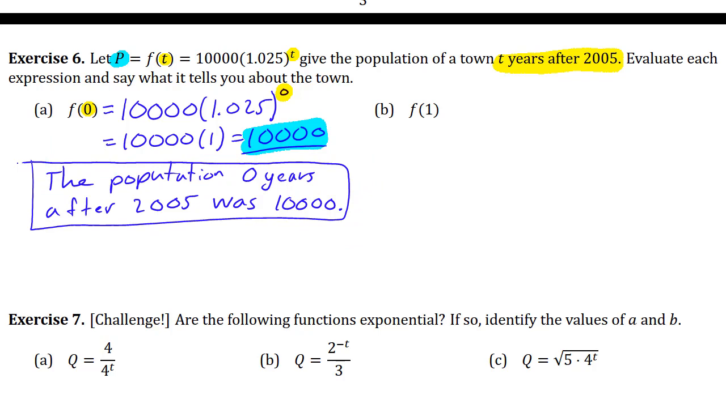Okay, what about f of 1? We're going to do 10,000 times 1.025 to the power 1. That's going to be, let's see, 10,250, I believe. And that tells you the population 1 year after 2005, which is in 2006.